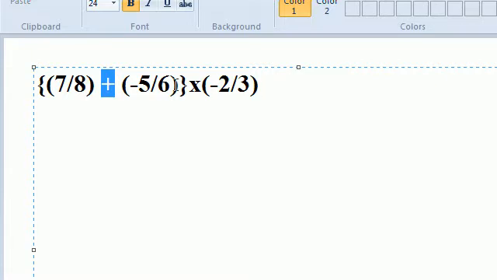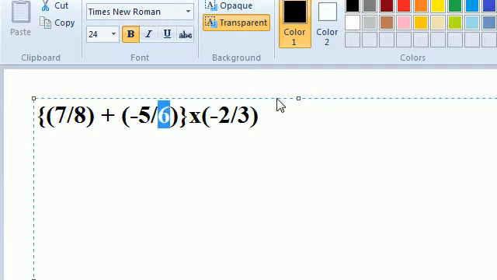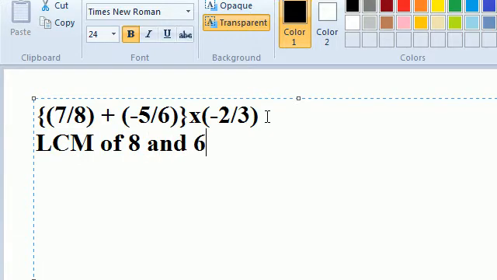So what we have in the denominator is 8 and 6. Our first step will be to find the LCM of 8 and 6. Okay, so we find the multiples of 8, we find the multiples of 6, and the first thing coming in common is 24. 8 multiplied by 3 gives 24, 6 multiplied by 4 gives 24. So the LCM of 8 and 6 is 24.